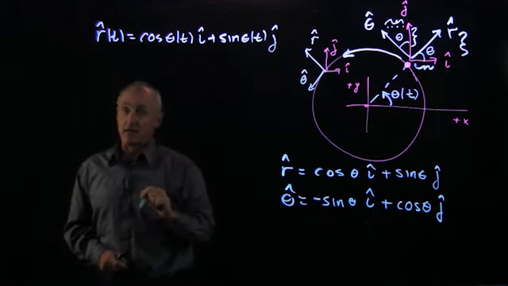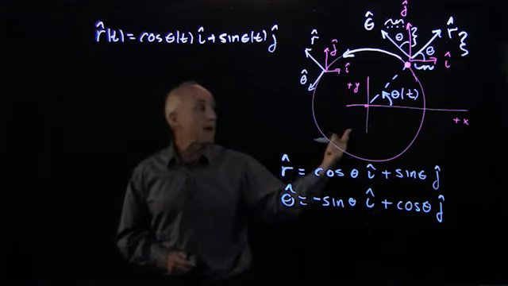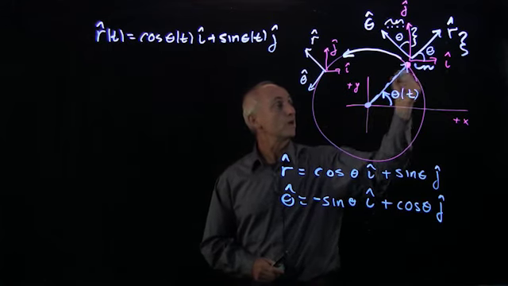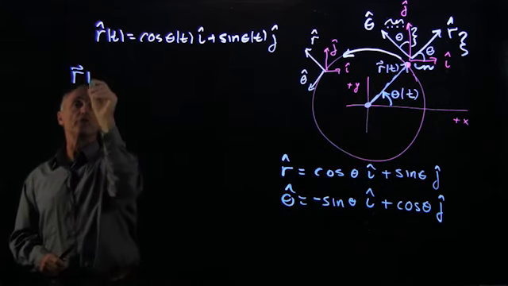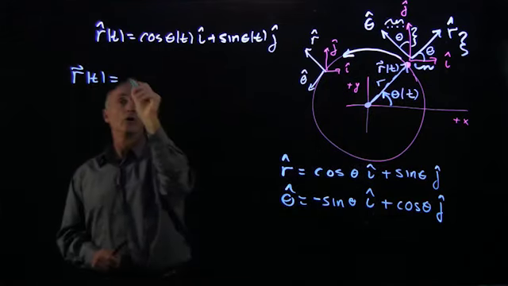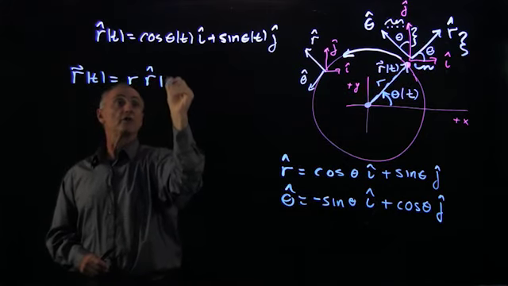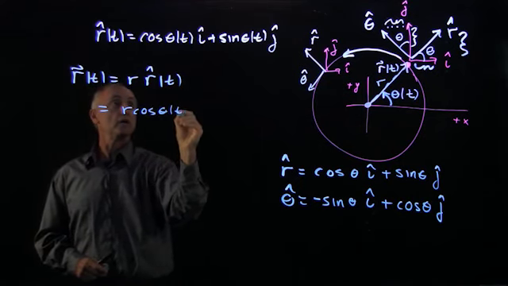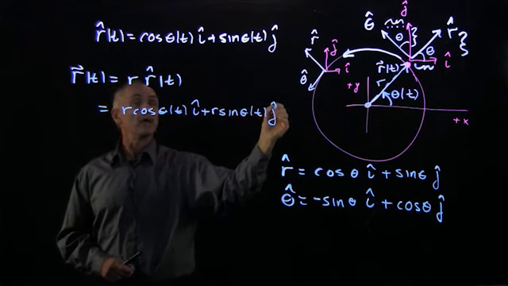Now, the significance of that is our first important vector in kinematics is the position vector. The position vector is a vector that goes from the origin to where the object is. We'll call that r of t. So this position vector, r of t, can be expressed as a length, r, and its direction is in the r hat direction, which is a function of time. So we have r cosine theta of t i hat plus r sine theta of t j hat.